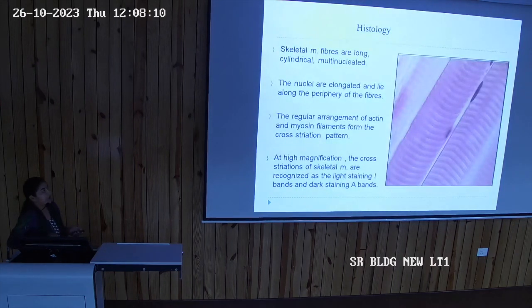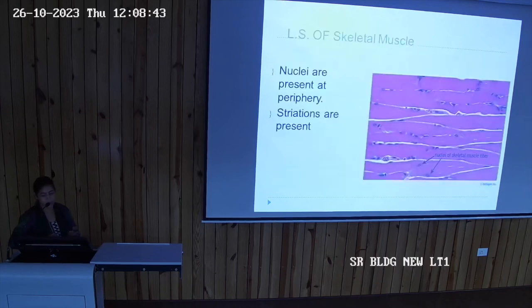Now this is a histological picture of a skeletal muscle. Skeletal muscle fibers are elongated and cylindrical in nature. They have bands of actin and myosin, which give you striations in the skeletal muscle. Dark bands are A bands and light bands are I bands. The regular arrangement of actin and myosin gives the cross-striation pattern in the skeletal muscle. So when we see the histological picture, we will see the striations, and these are elongated fibers.